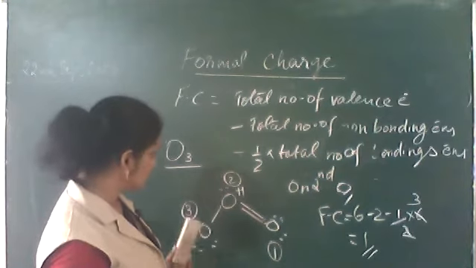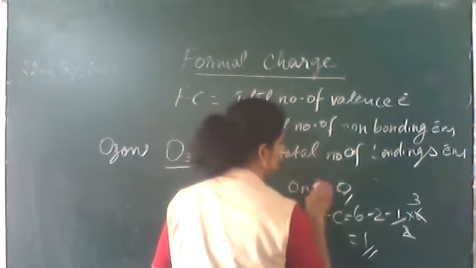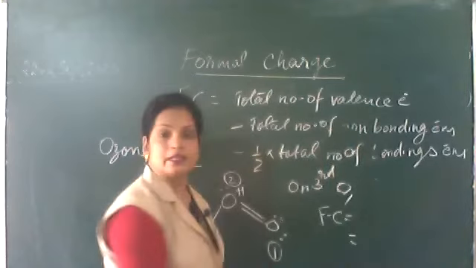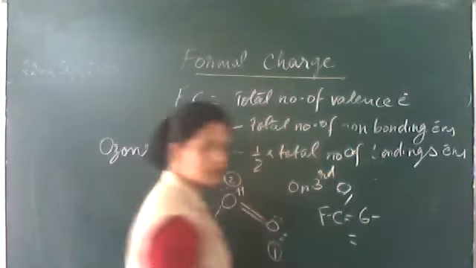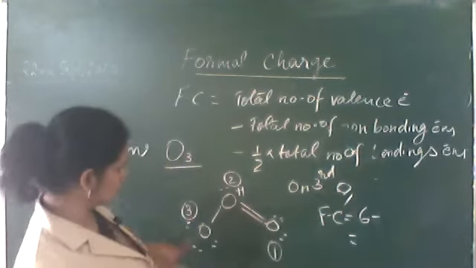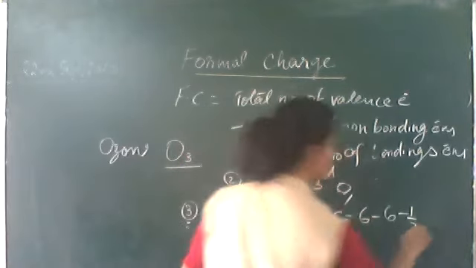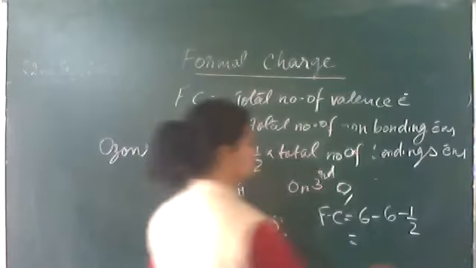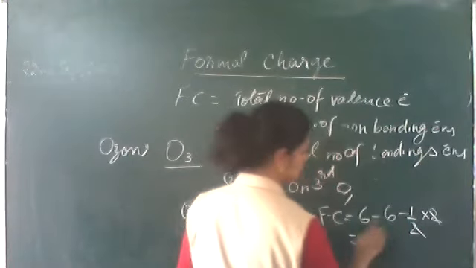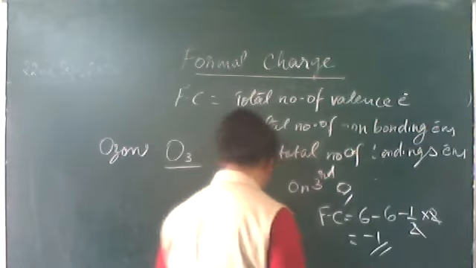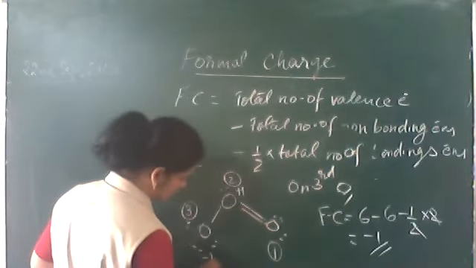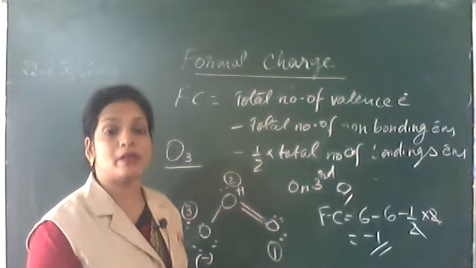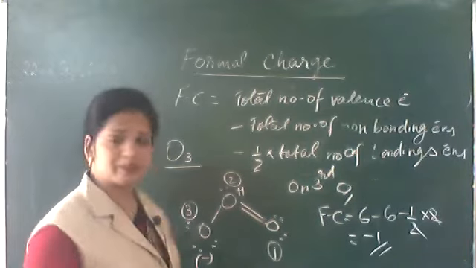Now on the third oxygen, what is the formal charge? Again we are using the same formula: total number of valence electrons 6 minus total number of non-bonding electrons. See, 2, 4, 6. 6 minus half into total number of bonding electrons, that is 2. So into 2. So 6 minus 6, 0, minus 1. So this is minus 1. I am writing a minus charge on this oxygen. So this way you can calculate the formal charge of different atoms in a molecule.